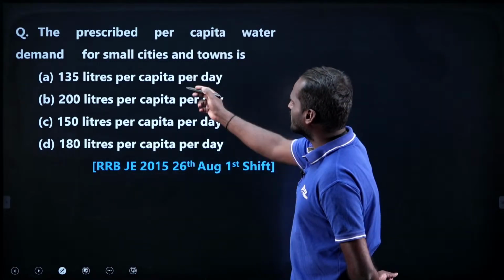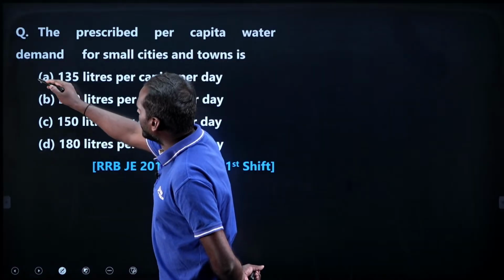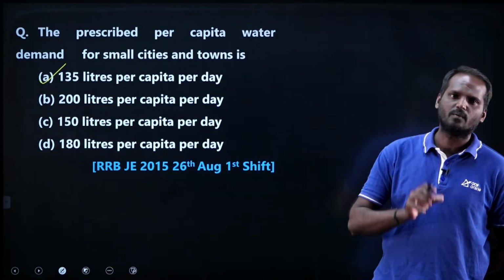That is what? 135 liters per capita per day. This is very easy, one of the standard questions in all competitive exams. The domestic water demand is 135 LPCD, right.